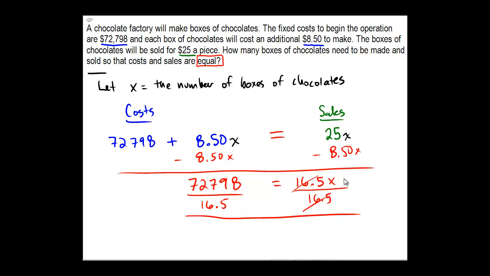So now those reduce, leaving x, and on the left-hand side we have 72,798 divided by 16.5. And this comes out to be 4,412. So that's the answer to the problem. If we created 4,412 boxes of chocolates and sold them all, then we would not only make up the variable cost of what it costs for us to create the actual boxes of chocolates, but it would also cover the fixed costs that it took to begin the operation.